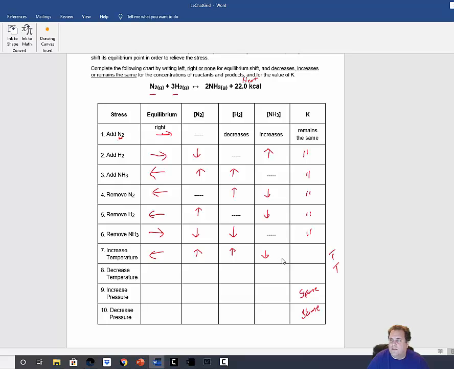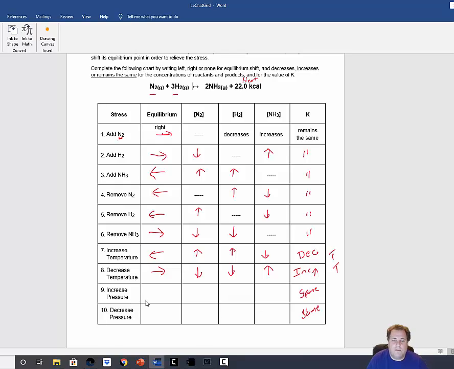And as we saw in the video before, if the forward reaction is exothermic, and we increase temperature, we're going to decrease our K value. Decrease temperature, everything is just going to be the opposite. We shift right. These, of course, will go down. This will go up. That's what shifting right means. And then this would have to be the opposite, increase or up arrow.